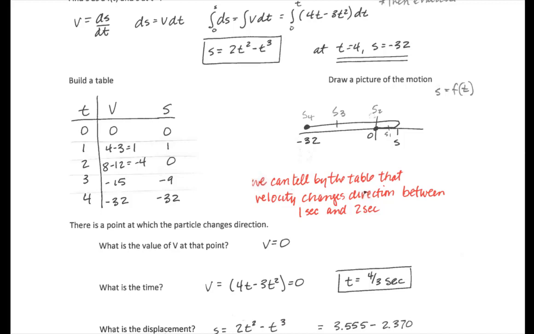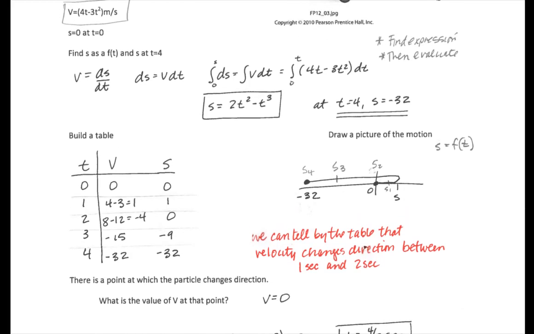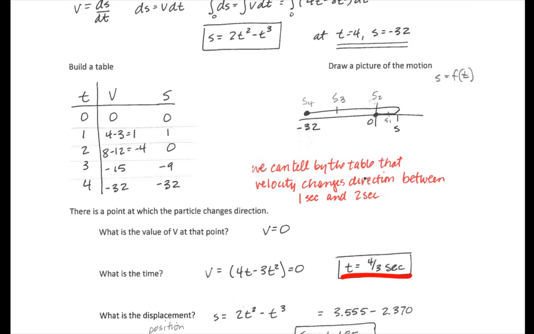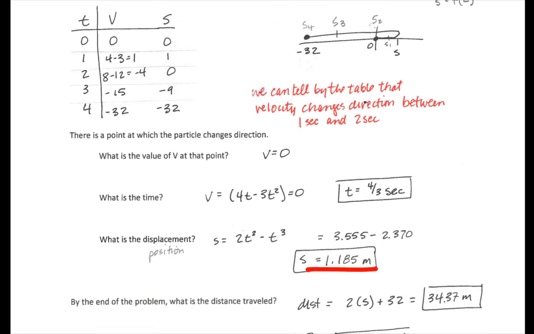So how can you find out what the time is when it changes direction? Well, if I have an equation for velocity, I can just say where velocity is equal to 0 and solve that for the time, which indeed I did, and I can say that it changes direction at 4/3 of a second. What is the position or the displacement at that point? Well, I should have an expression for position right there. Plugging 4/3 into it, I find that this happens at s equal to 1.185 meters.